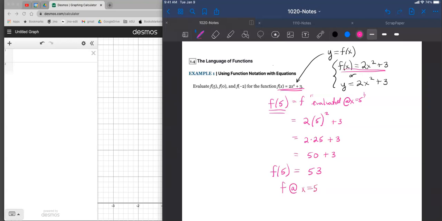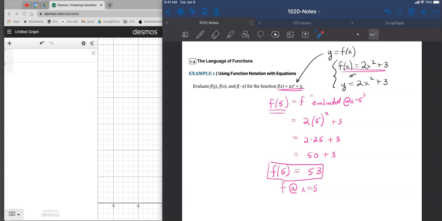And f evaluated at 5 turned out to be 53, because we would take the 5, and wherever you see the x in the equation itself, you plug in 5. Then you do some arithmetic using order of operations. You do the powers first, that gives you the 25. Then 2 times 25, do multiplication next, turns into 50. And then we do the addition last. 50 plus 3 is 53.